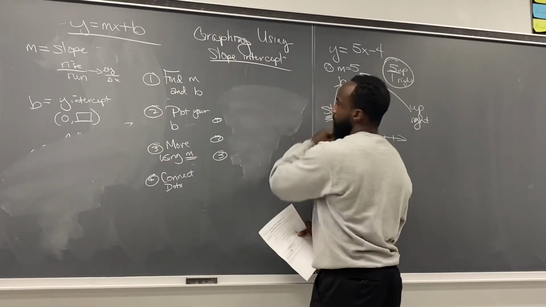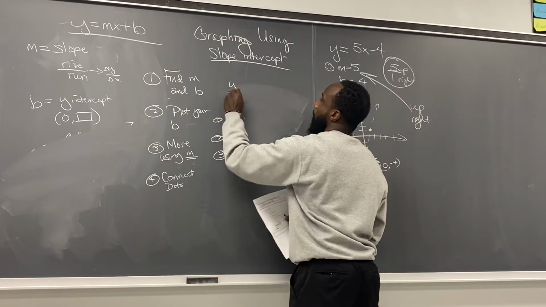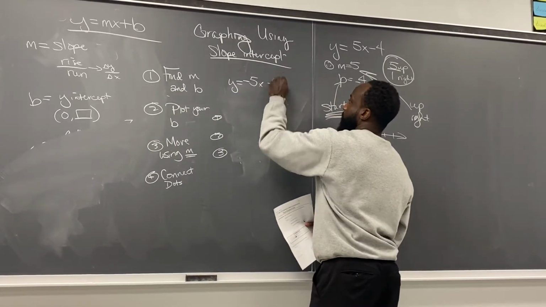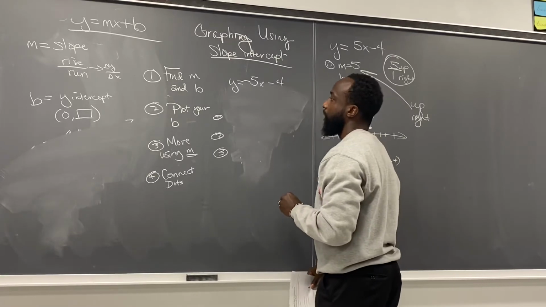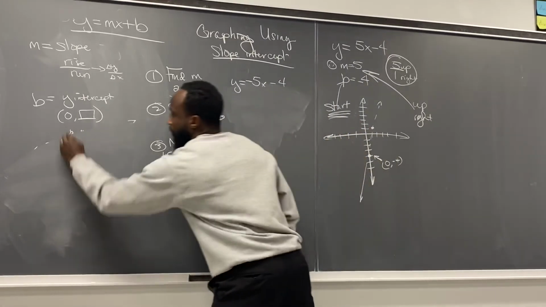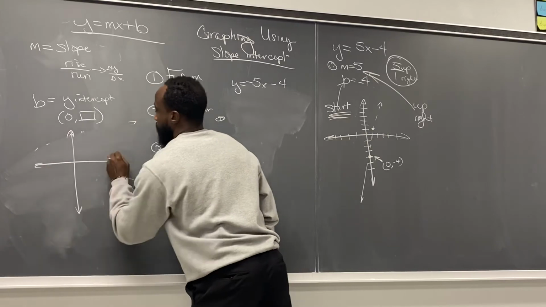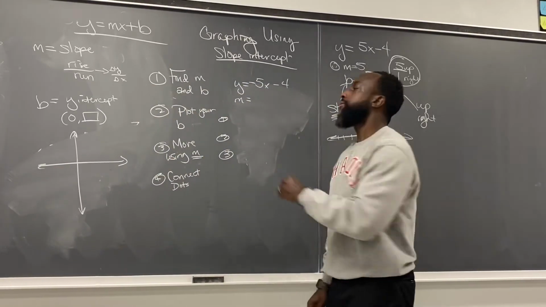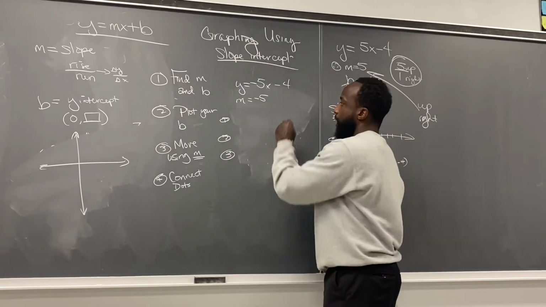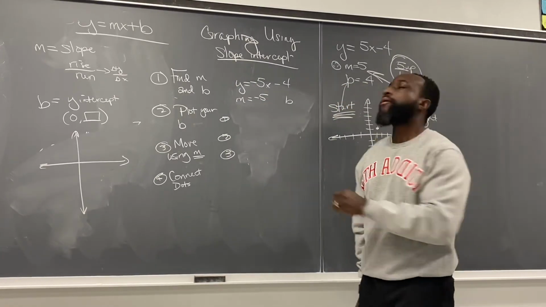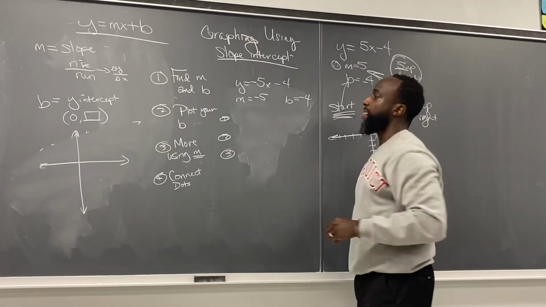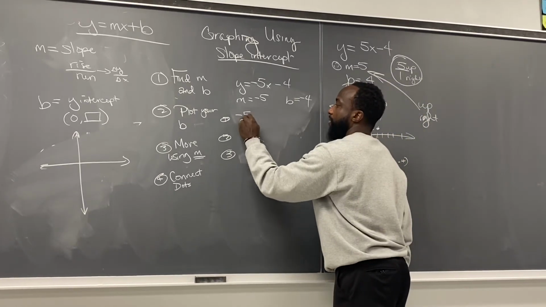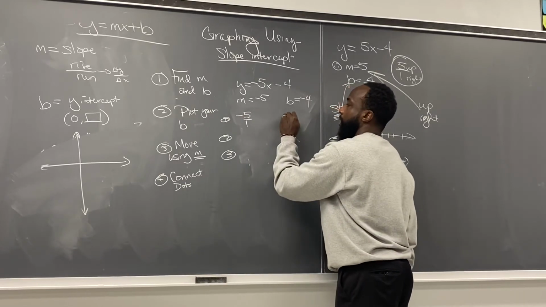We'll use the same one and we'll just turn it negative. So y equals -5x minus 4. First thing we want to do is find our slope and y-intercept. m equals what? -5. Right. And the y-intercept? -4. Right? So our slope is -5 over 1, and our y-intercept is -4.